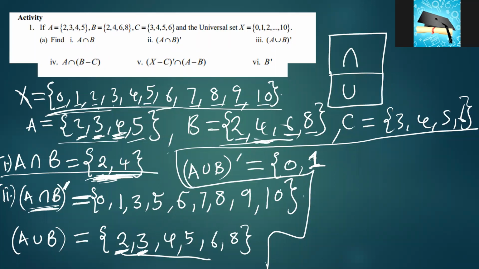3 is present in A union B, so it's not supposed to be in the complement. 4, 5, 6, they are not supposed to be in the complement because they are present in the main set. So we have 7. 7 is not in A union B, so we're going to write 7 there. Then there is 8 there, so we're not going to write 8 because it's present in the main set. Then there's also 9 and 10. So this is our A union B complement.